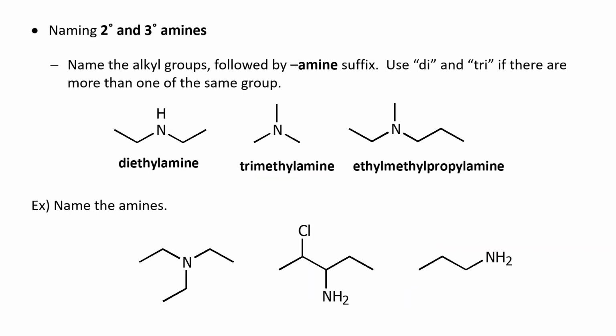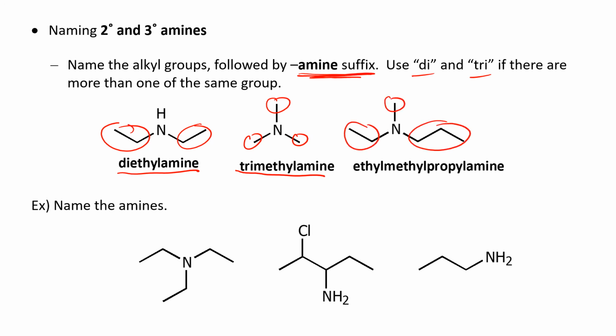For secondary and tertiary amines, you want to name the alkyl group followed by the amine suffix and use a di or tri if there are more than one of the same group. So, for example, we have 2 ethyl groups on the amine, that's diethylamine. 3 methyl groups, trimethylamine. If you have a methyl, an ethyl, and a propyl, you can just put them in alphabetical order, ethyl, methyl, propylamine.